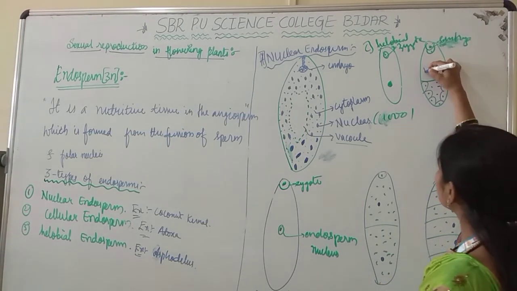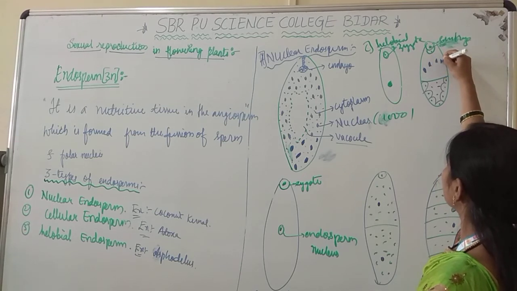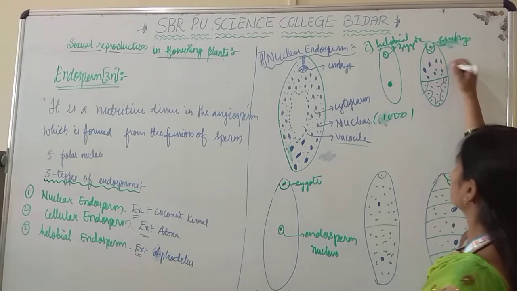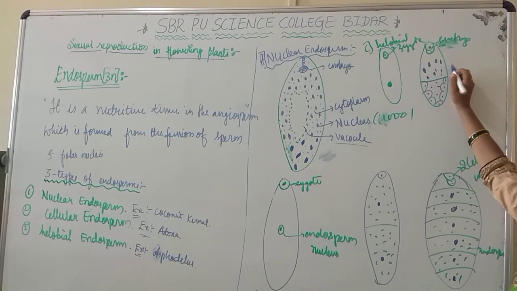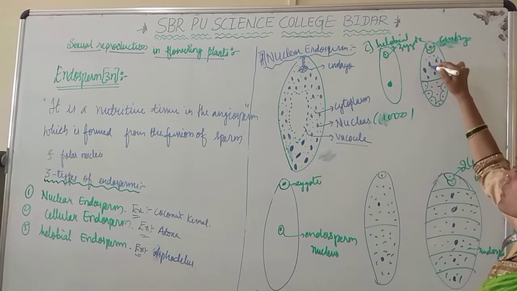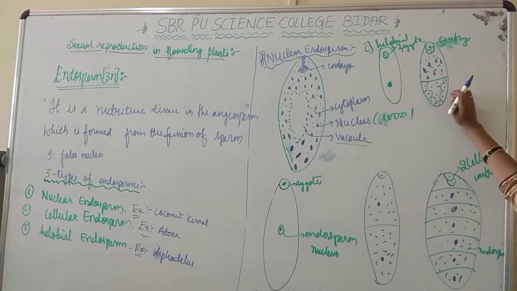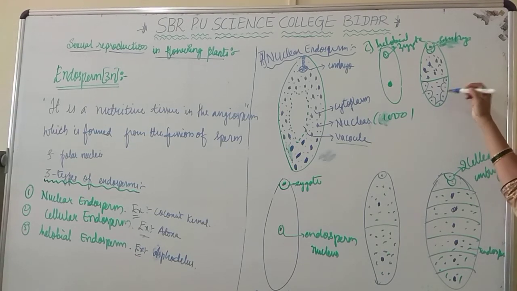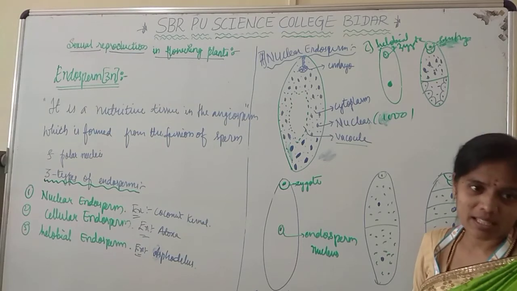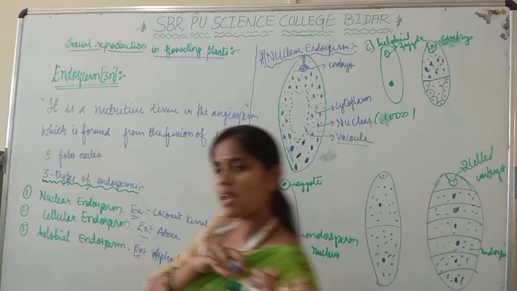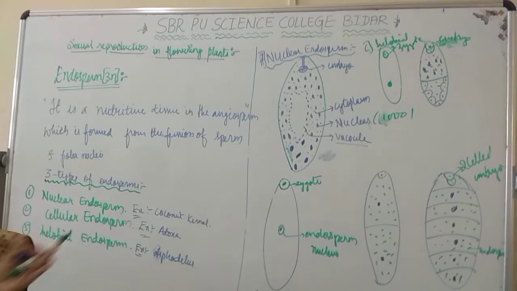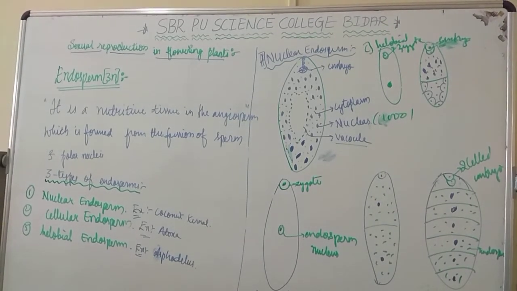Then what happens here? Free nuclear division. In the half, that is, it will divide into two. In one cell, only nuclear divisions are taking place, so that is nuclear division, isn't it? And in the other half, that is cellular division. Cells are formed now? Yes. So this type of endosperm is called helobial, that is both cellular as well as free nuclear, isn't it? Both the types you are able to see.